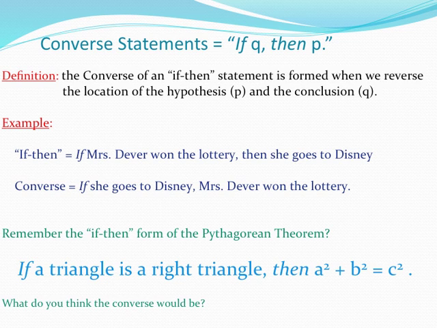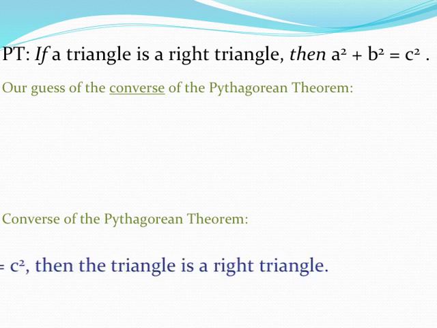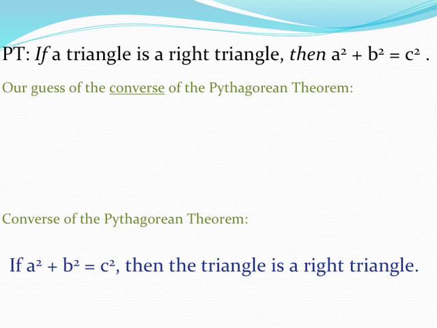So what do you think the converse of this would be if we switched around the hypothesis and the conclusion? Well, we imagine that it might be something like this. If a squared plus b squared equals c squared, then the triangle is a right triangle. It turns out that the converse of the Pythagorean theorem is true. If a squared plus b squared equals c squared, then it is a right triangle.